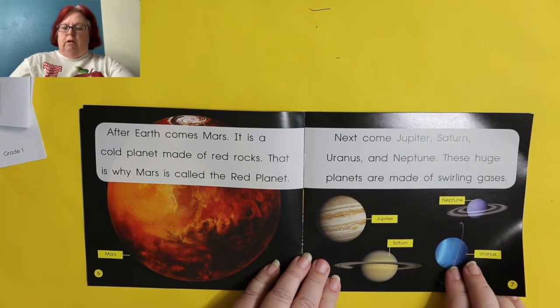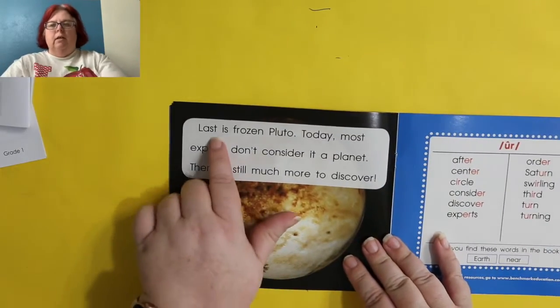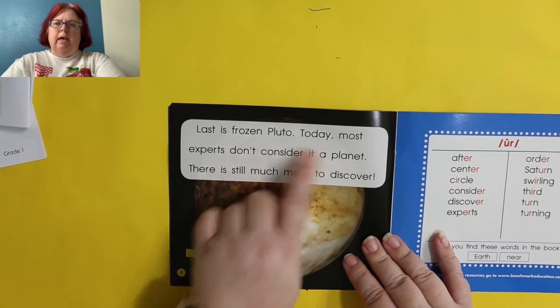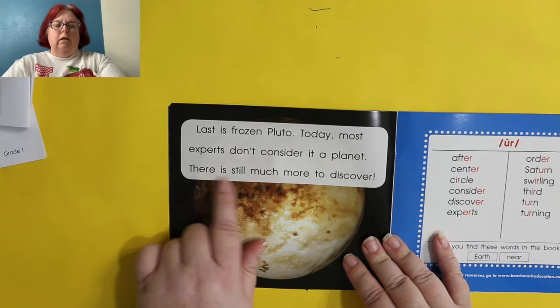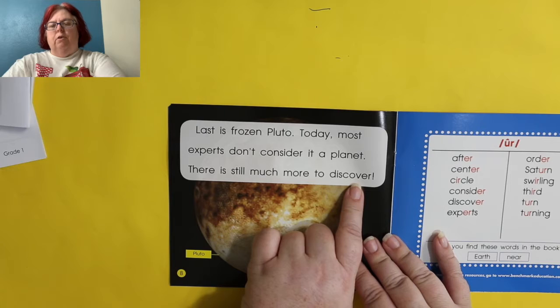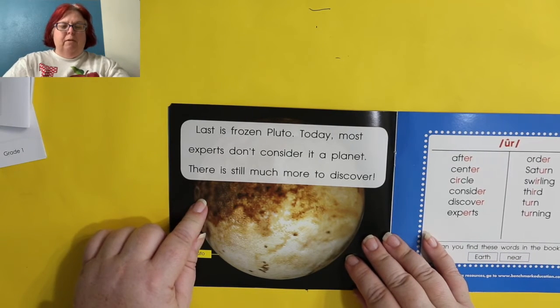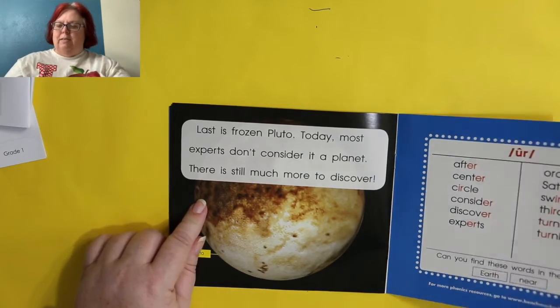And yesterday we talked about how to tell them apart, how different they are. Last is frozen Pluto. Today, most experts don't consider it a planet. There is still much more to discover. Did you ask your parents yesterday if, when they grew up, Pluto was considered a planet? Ask them if they think Pluto's a planet and see what they say.